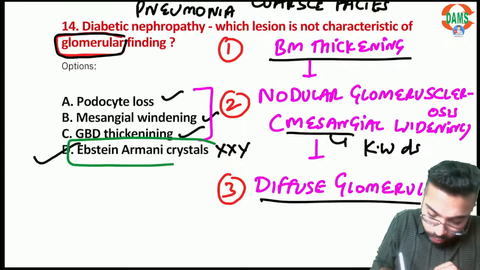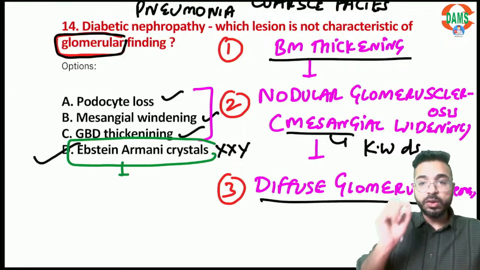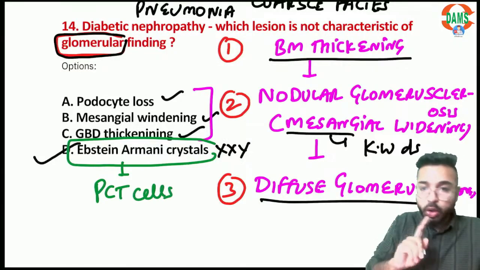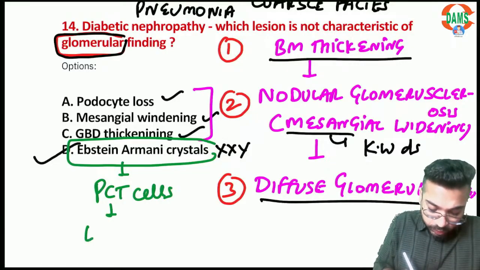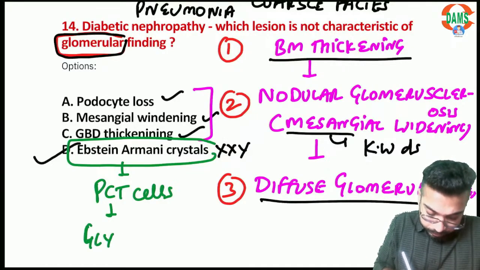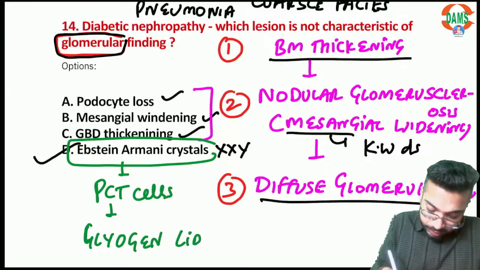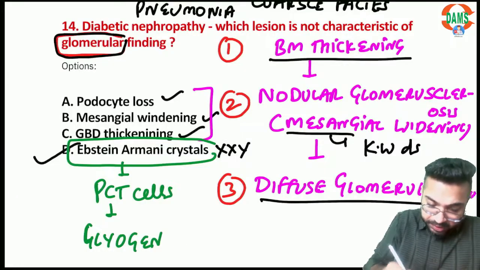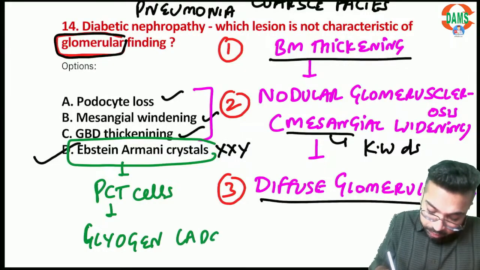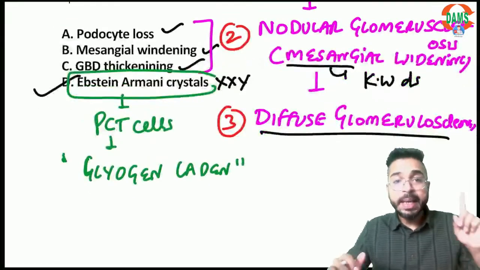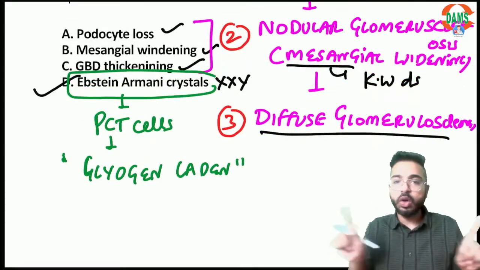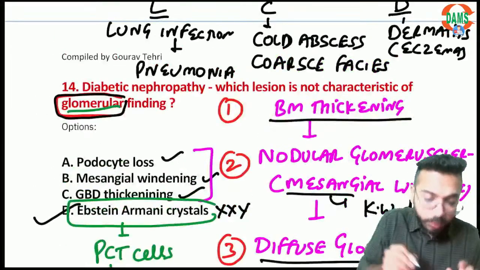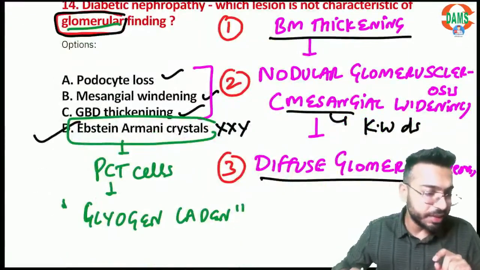Armanni-Ebstein cells are not a glomerular finding. Straight question from the notes. I've told you these are PCT cells, so it is a tubular finding. PCT cells laden with glycogen are called Armanni-Ebstein cells. Yes, it is seen in diabetic nephropathy, but check my notes and my workbook, clearly written: it is a PCT cell, a tubular cell, not a glomerular finding. They asked about the glomerular finding, and there are 3 glomerular findings as discussed here.